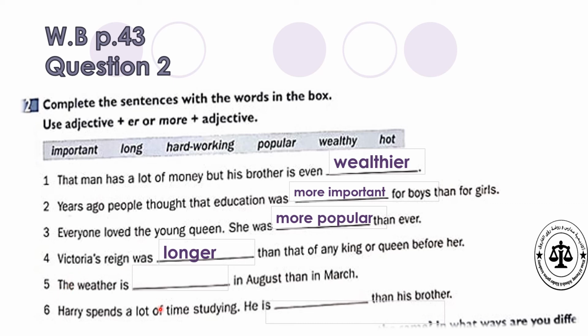The weather is what in August than in March. Is. We use hot. Hot is a short adjective. We say hotter. طيب. What is the change that we want to make with the adjective hot? We want to add er. We double the letter t, excellent, because it is preceded by a vowel sound. So, hotter.